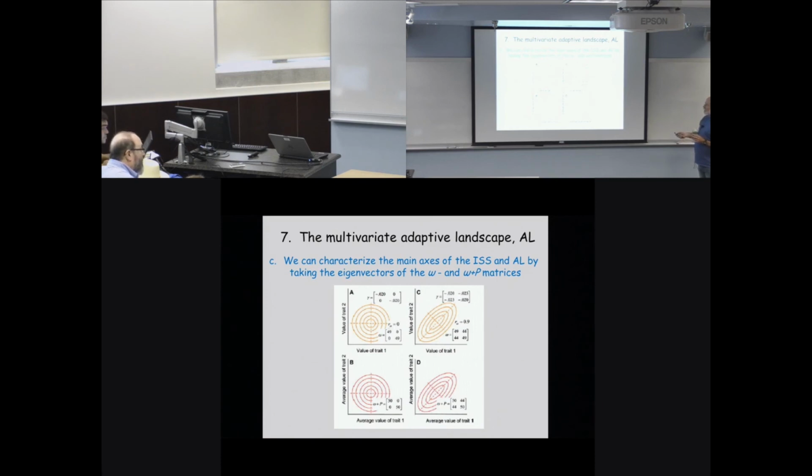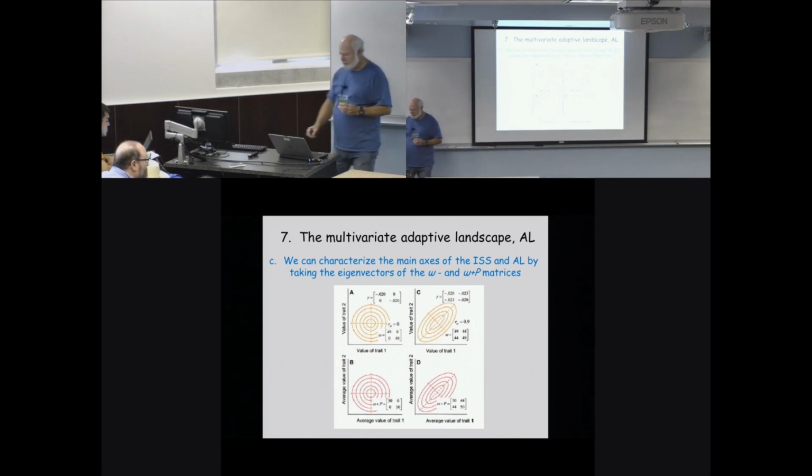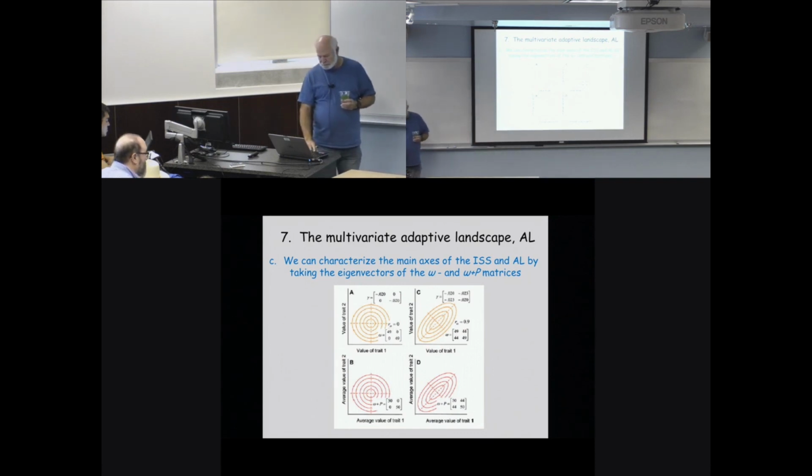Once we've estimated gamma, we can take the eigenvalues of the gamma matrix and draw the axes of the ISS or the Gaussian approximation to that, and that will tell us what the axes of the selection surface are. And then we can draw an ellipse that represents that surface. Since the ellipses are nested, the shape is going to be the same no matter what contour we're walking on. That's just a property of Gaussian and quadratic surfaces.